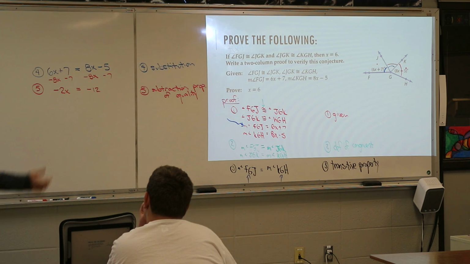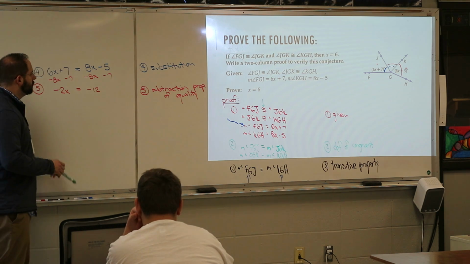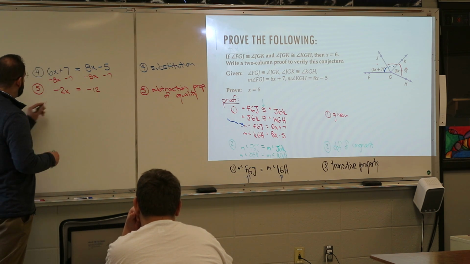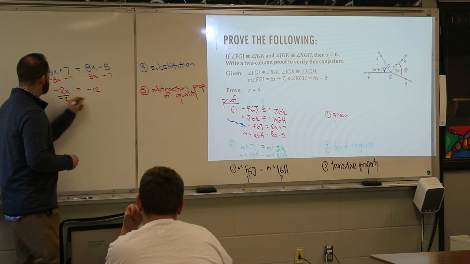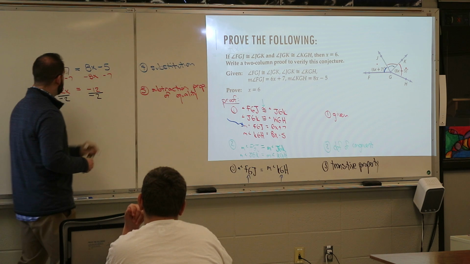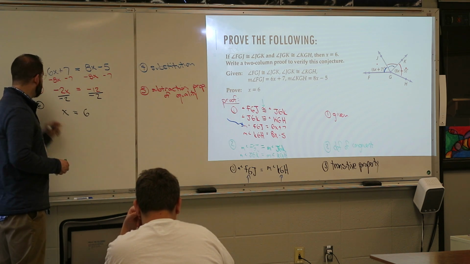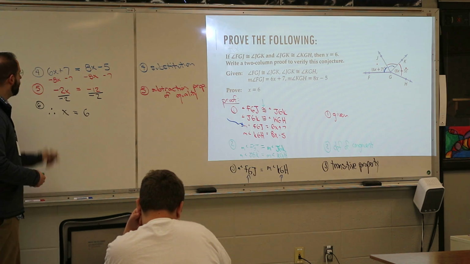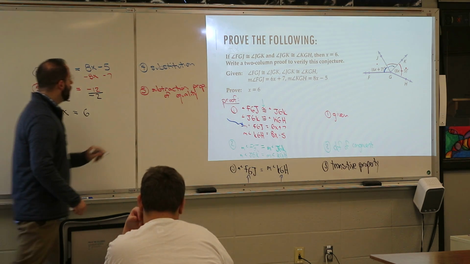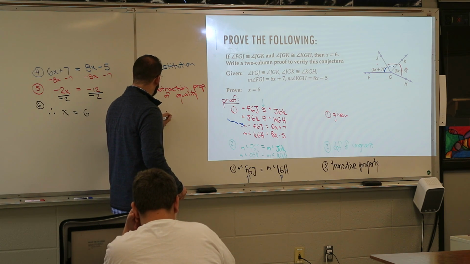Now, how do I get rid of the 2 in front of the x? Divide it over. So we're going to divide that 2 over. So line number 6, we're going to divide the negative 2, divide the negative 2, and we're going to write x equals 6, right? That's my last line, that's what I want to get to, dot, dot, dot. This is what I'm trying to prove, so I signify it with the dot, dot, dot, therefore. And the whole reason why that works is because I divided both sides, so that's division property of equality.